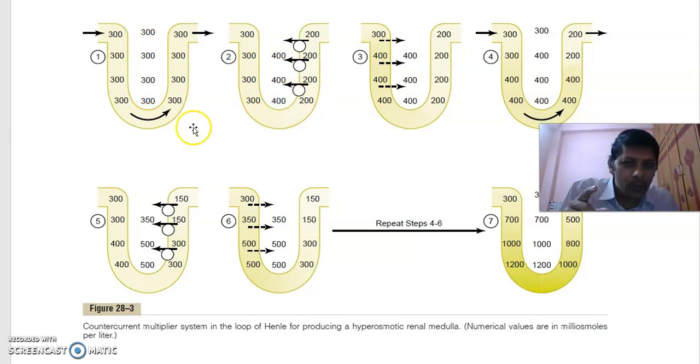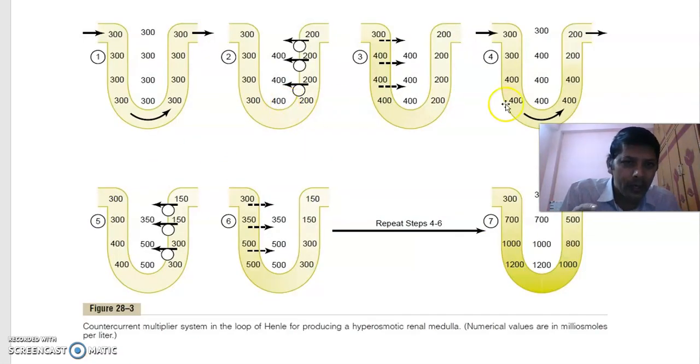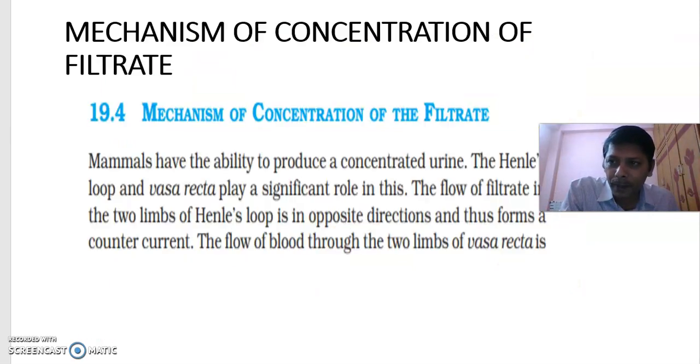Actually, what is the osmolarity here? Observe here, the osmolarity is 1200, but what is the osmolarity right now here? Right now here 400, then it becomes 500, then 600, then 700. Finally there is a condition in which it becomes 1200. It gradually reaches 1200. That is what we talked about in the previous part.